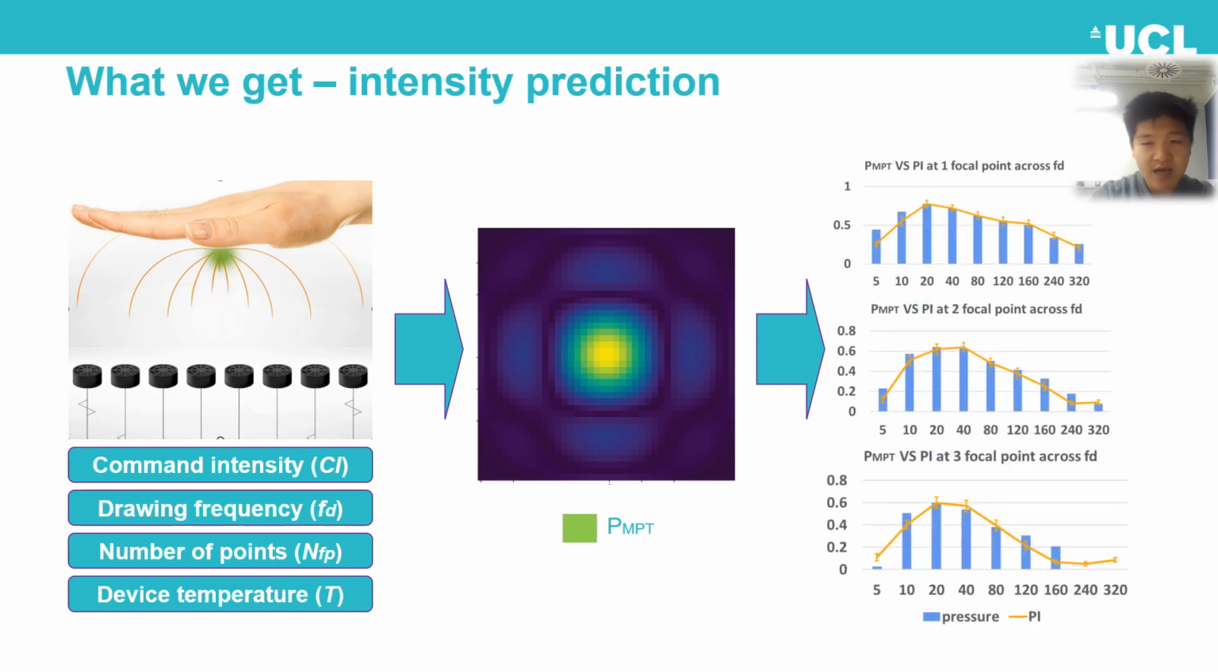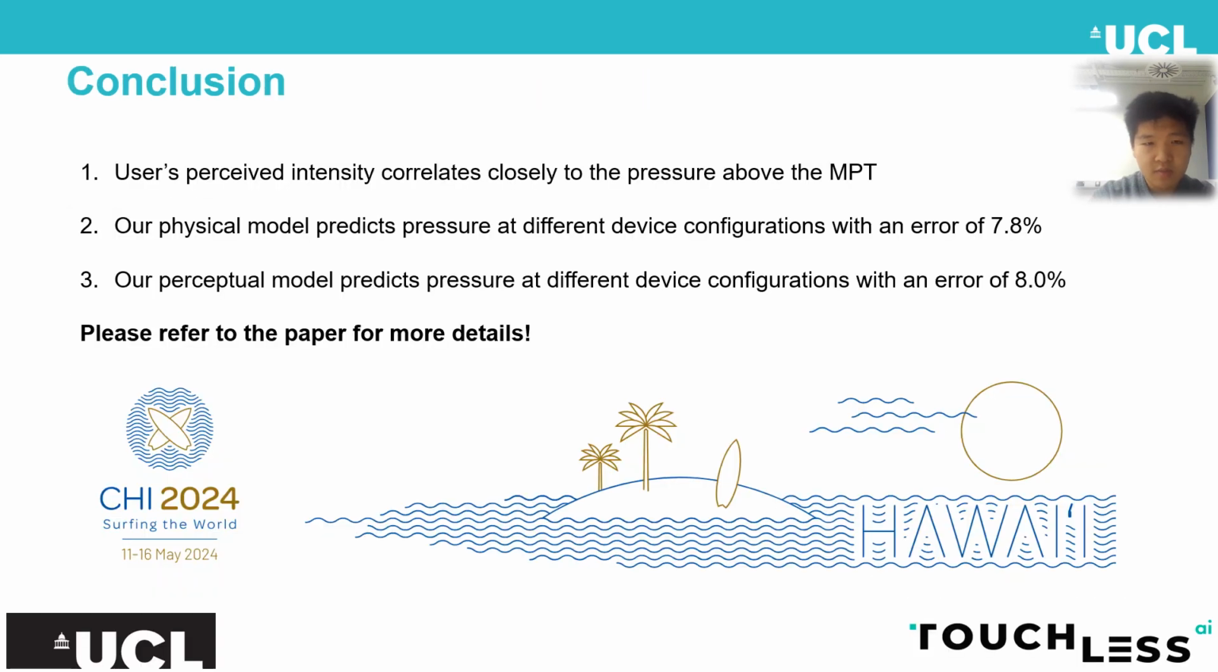It's clear to see that the perceived intensity, shown as the orange line, is closely aligned with the physical properties derived from the device parameters. In conclusion, we observed that the user's perceived intensity is most correlated to the pressure above the minimal perceivable threshold. Our physical model can accurately predict the physical output of the device with an error of 7.8%. Our perception model can infer users' perceived intensity introduced by the device with an error of 8%.